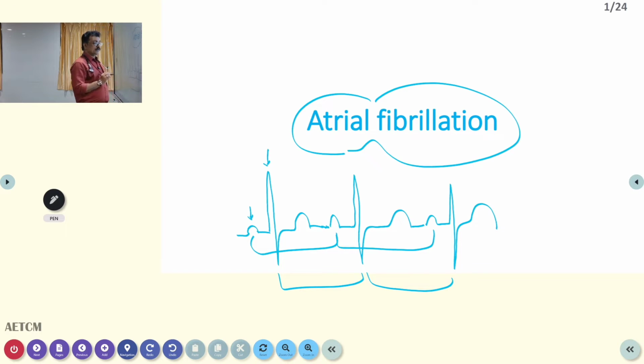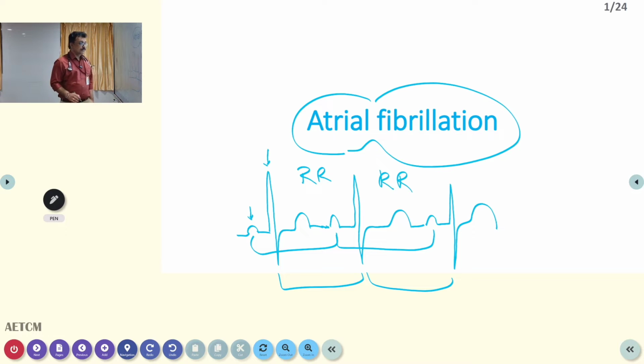So P wave should come regularly, PR interval should be normal, and a QRS complex should come after every P wave. Then the RR interval should be equal. Only then can we tell the ECG rhythm is sinus rhythm.